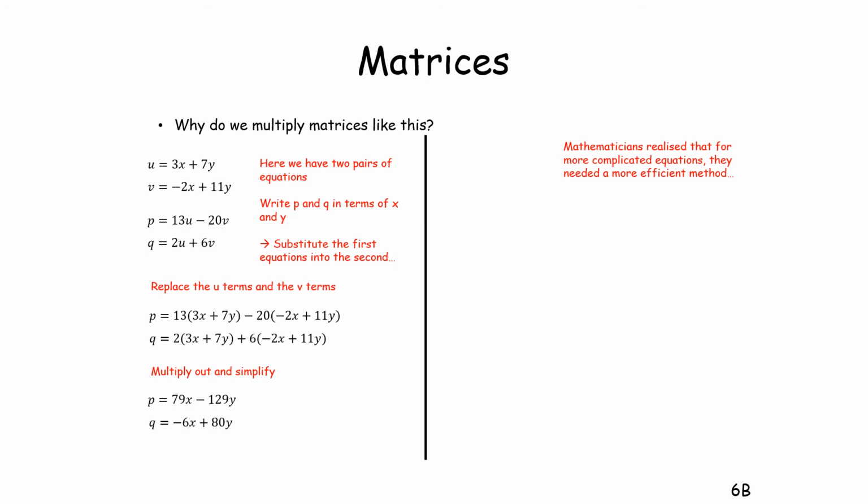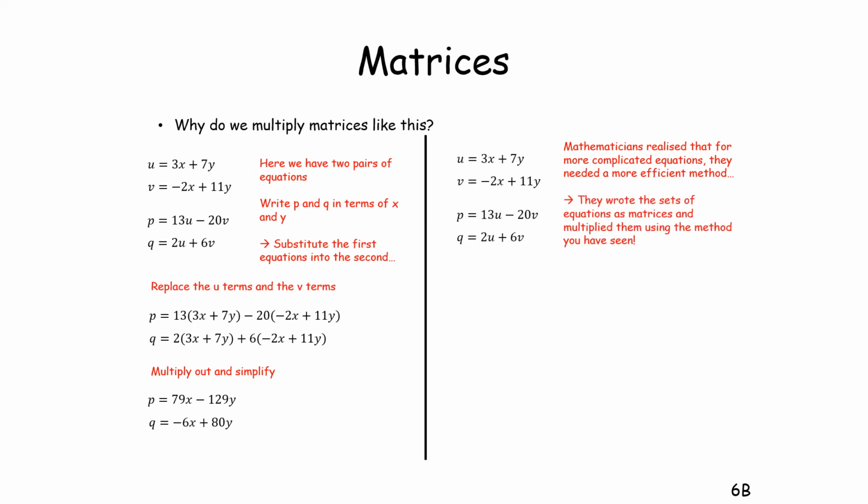Okay, so you can see these are quite tedious. So mathematicians realized that for more complicated equations, they needed a more efficient method. They wrote the set of equations as matrices and multiplied them using the method you have seen. So you could just write them like this.